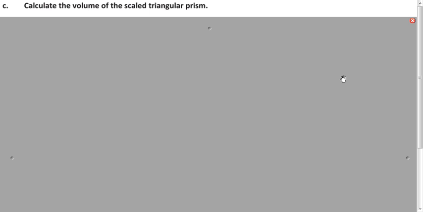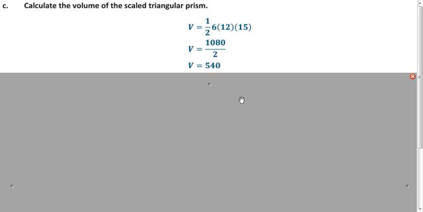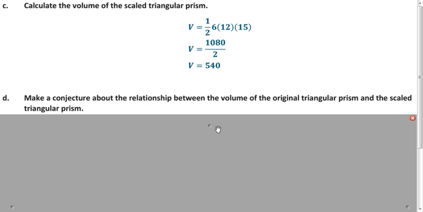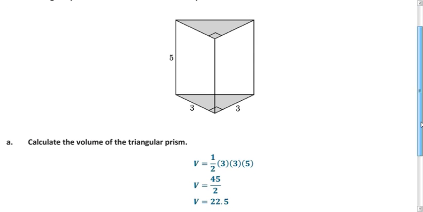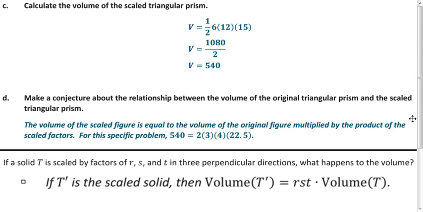Now, using those dimensions, what would the volume of our scaled triangular prism be? Well, we use the same idea, but now we have our new dimensions. You get 540 cubic units. And so what do you think is going on between this volume and the original volume? Well, the original volume was 22.5. And this one is 540. How are those related with what we did?